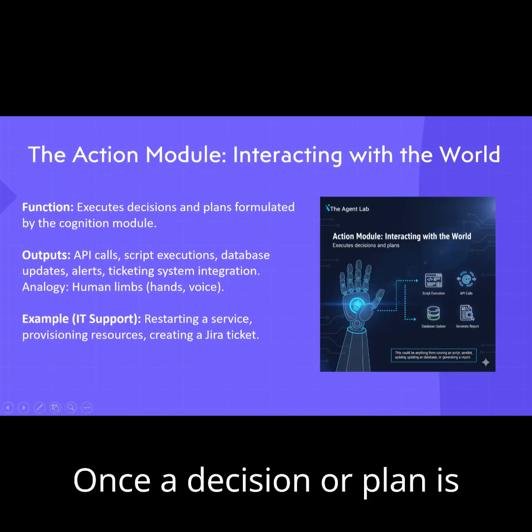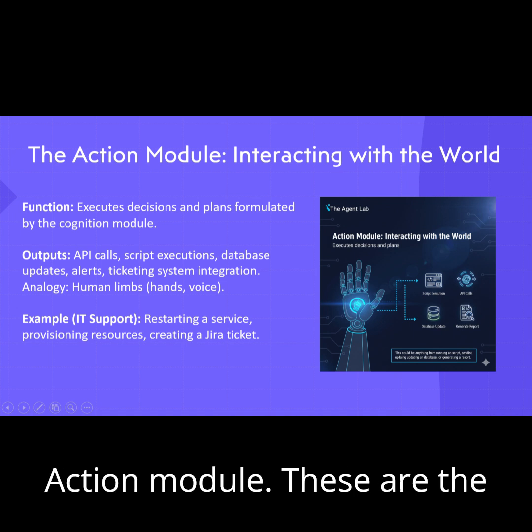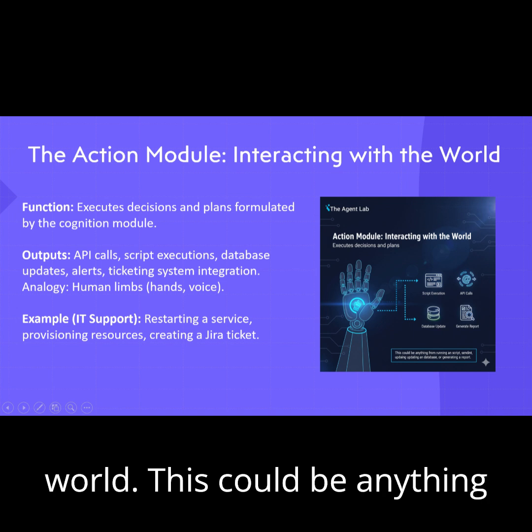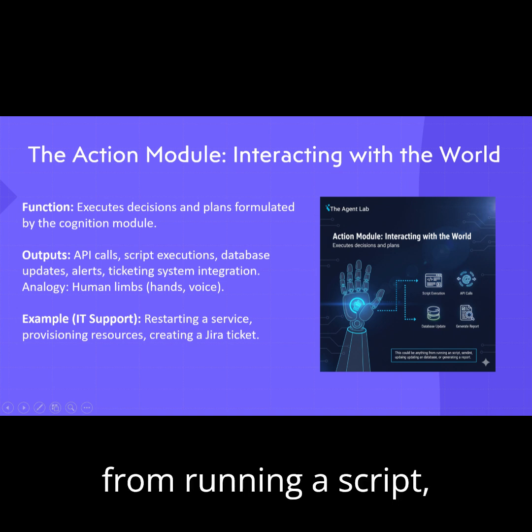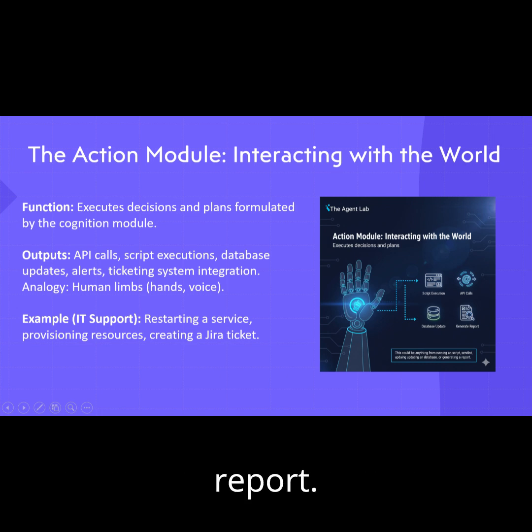Once a decision or plan is made, it's passed to the action module. These are the agent's hands, the tools it uses to interact with the world. This could be anything from running a script, sending an API call, updating a database, or generating a report.